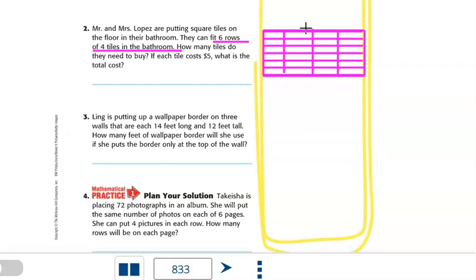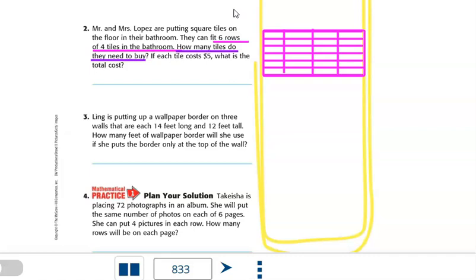Okay, so first we need to figure out how many tiles they need to buy. Let me change the color here. So this is the first part of the 2-step problem. How many tiles do they need to buy? Since I did 6 rows and 4, we can use unit counting to figure out how many. If you need to, you can count every single rectangle, or you could just multiply across and up and down. And that will tell you how many tiles they need to buy.